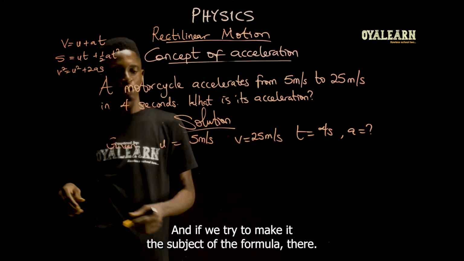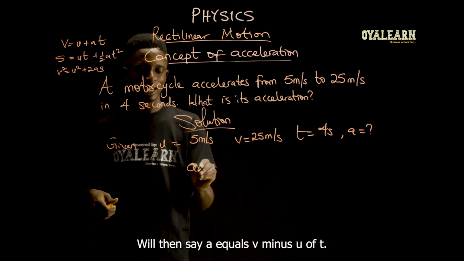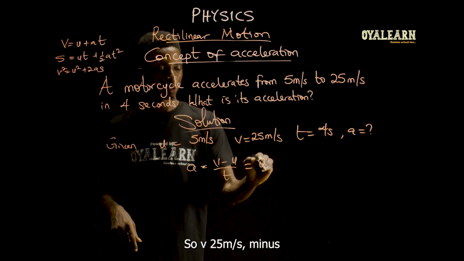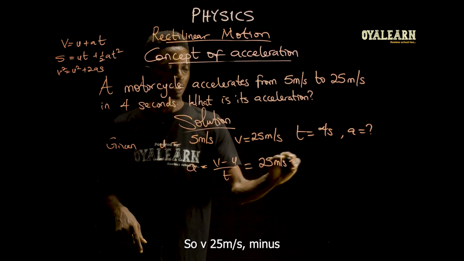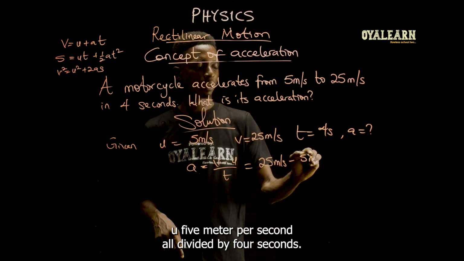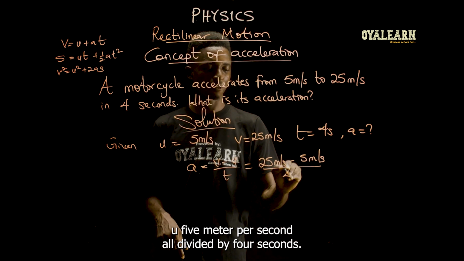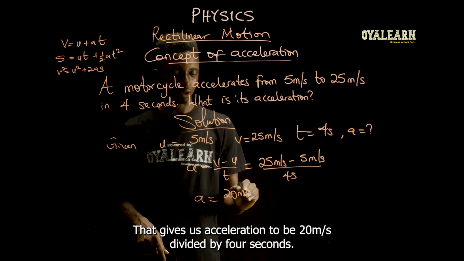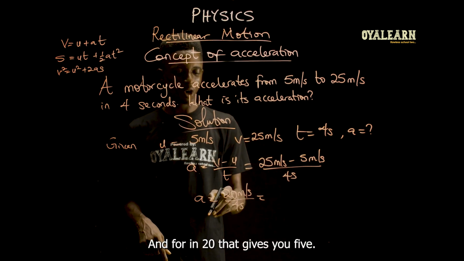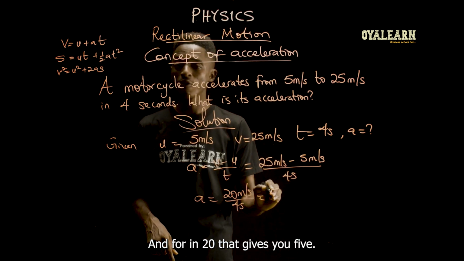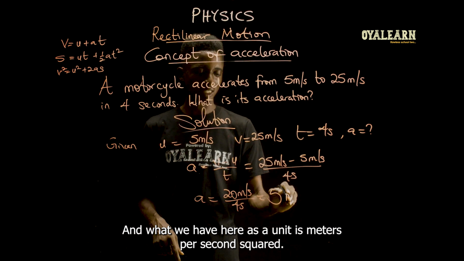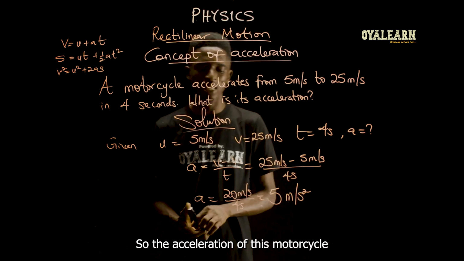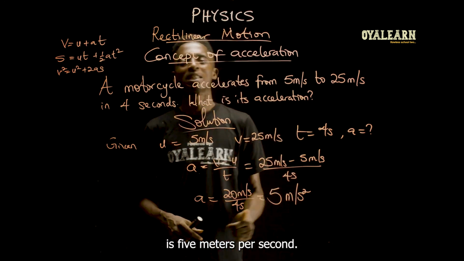And if we try to make a the subject of the formula there, we then say a equals v minus u over t. So v, 25 meters per second, minus u, 5 meters per second, all divided by 4 seconds. That gives us acceleration to be 20 meters per second divided by 4 seconds. And 4 in 20, that gives you 5. And what we'll have here as the unit is meters per second squared. So the acceleration of this motorcycle is 5 meters per second squared.